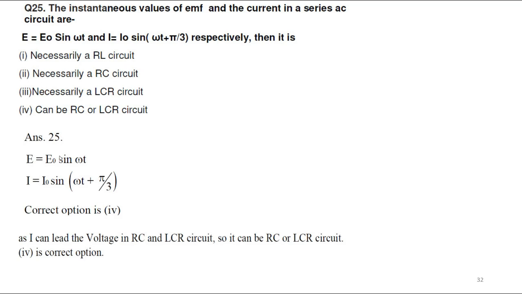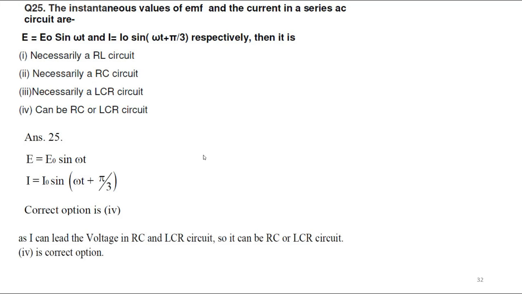E is E naught sin omega t given, I is I naught sin of omega t plus pi by 3 given. The correct option is option 4. What is the reason given? As current can lead the voltage in an RC and LCR circuit, it can be an RC or LCR circuit. So option 4 is the correct option.